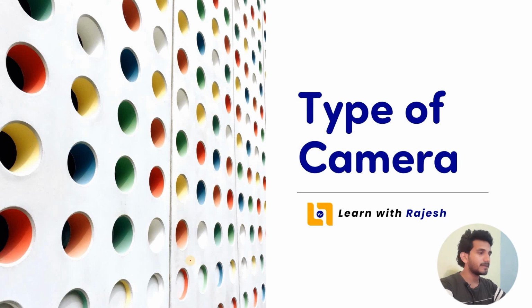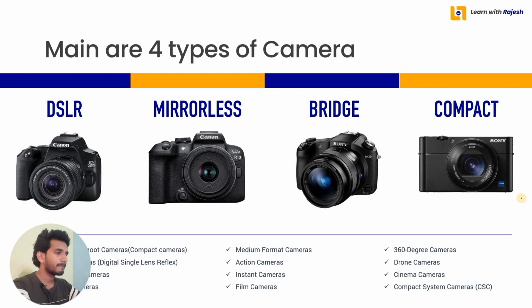So let's begin. Here is the presentation which I created. See, mainly there are four types of camera, but these are not the only four. There are a lot of other types of camera which I mention over here: point and shoot, DSLR, mirrorless, bridge camera, medium format, action camera, instant camera, film camera, 360-degree camera, drone camera, cinema camera, and compact system camera.